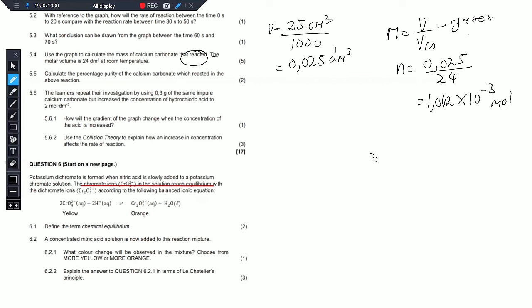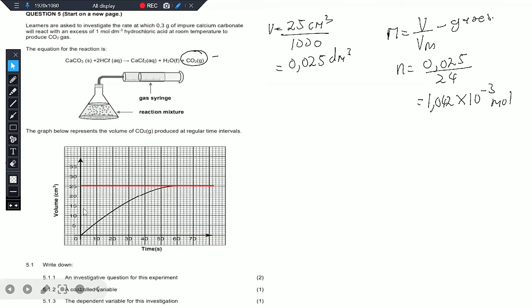For those of you whose calculators show normal form, you are supposed to just write all of that number, or simply change your calculator to scientific form so that you can have it like I do here. Now remember, what we are trying to calculate is the mass of calcium carbonate. So all we are applying here is basic stoichiometry: step number one, calculate the number of moles; step number two, compare the molar ratio; step number three, calculate for the required value.